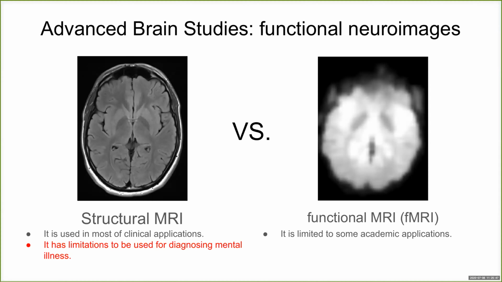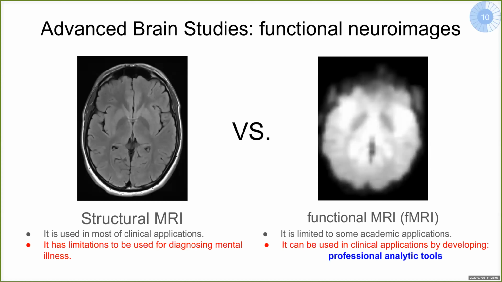We talk about functional MRI, which has really promising results in academic research for understanding mental disease even before those diseases happen. For instance, in Alzheimer's, we can trace the disease 5 years earlier by using fMRI datasets. But the big problem is that most of this is academic research, and we don't have professional analytic tools that can be used in hospitals and clinics to predict these things the way we do with structural images.